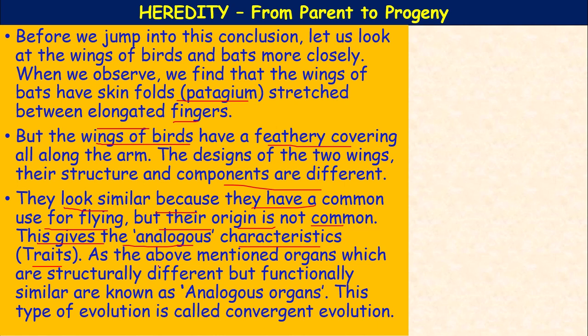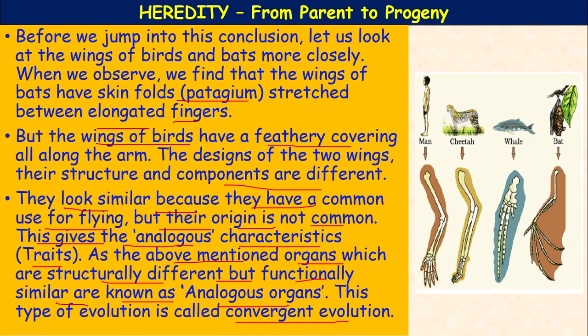So, the wings of birds and the wings of bats, which are structurally different but functionally similar, are called analogous organs. This type of evolution is called convergent evolution. Divergent evolution means adaptive radiation, homology. Homologous organs come under divergent evolution. Analogous organs come under convergent evolution. Example: wing of birds and wing of bat.